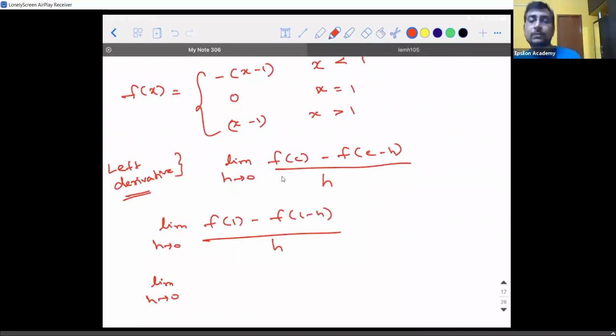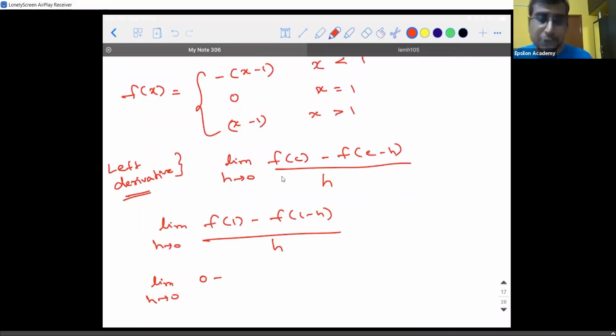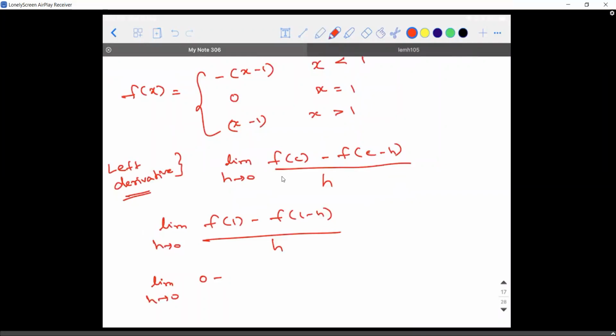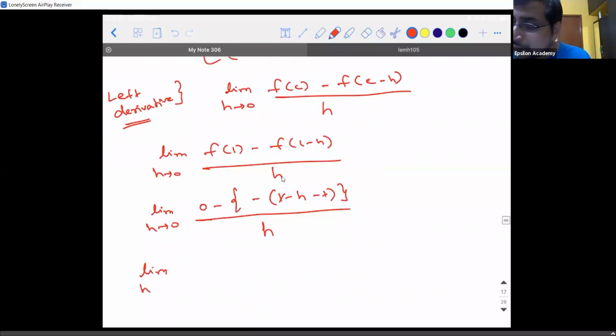What is f of 1? 0. Very good. 0 minus, what is f of 1 minus h? What function should I take? Minus of x minus 1. In the place of x, I should write 1 minus h, minus 1, the whole divided by h. So what will get cancelled? 1 and 1 are gone. So limit h tends to 0: minus of minus is plus, plus into minus is minus. So minus h divided by h, the answer is minus 1.